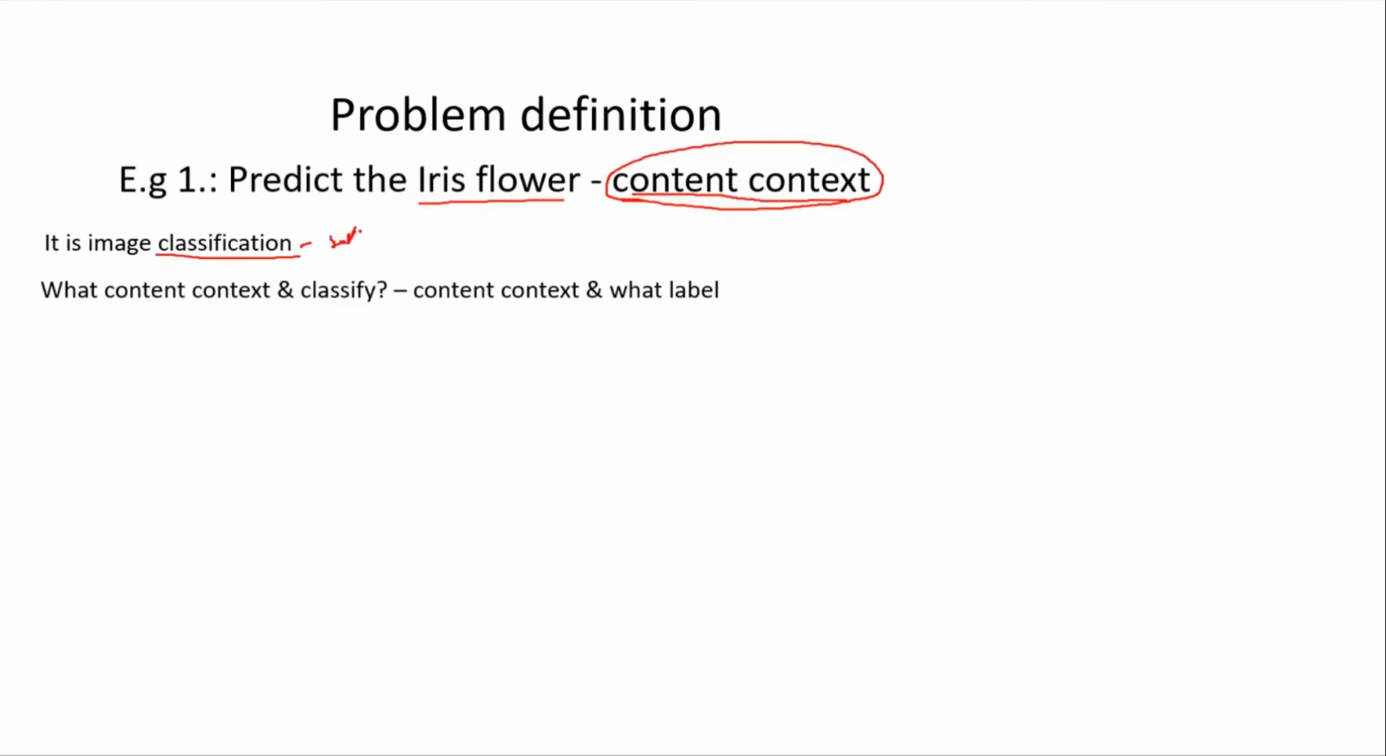Okay, A, B, and C. So these are three types of iris flower. A is Setosa, Virginica. I can't remember what the third one is. Okay, now it's clear. You've got three types of iris flower: iris flower type A, iris flower type B, iris flower type C.